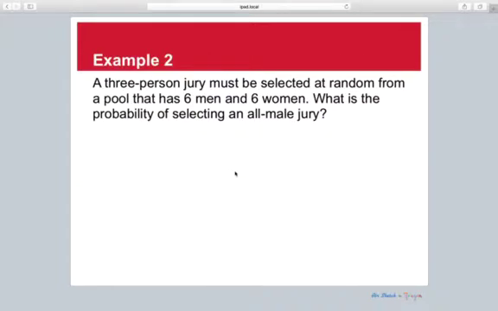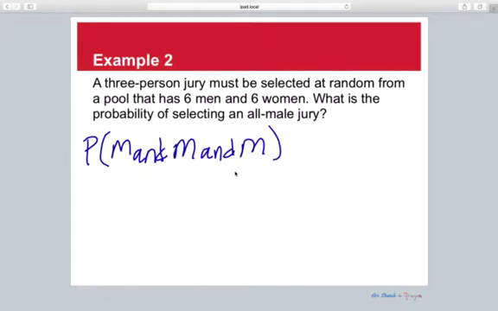A 3-person jury must be selected at random from a pool that has 6 men and 6 women. What's the probability of selecting an all-male jury? So we want to know the probability of getting a man and a man and a man. Well, these are not independent events, and the reason is once one person is selected, they're no longer in the jury pool. So that has fundamentally changed the total number of jurors to be selected from.